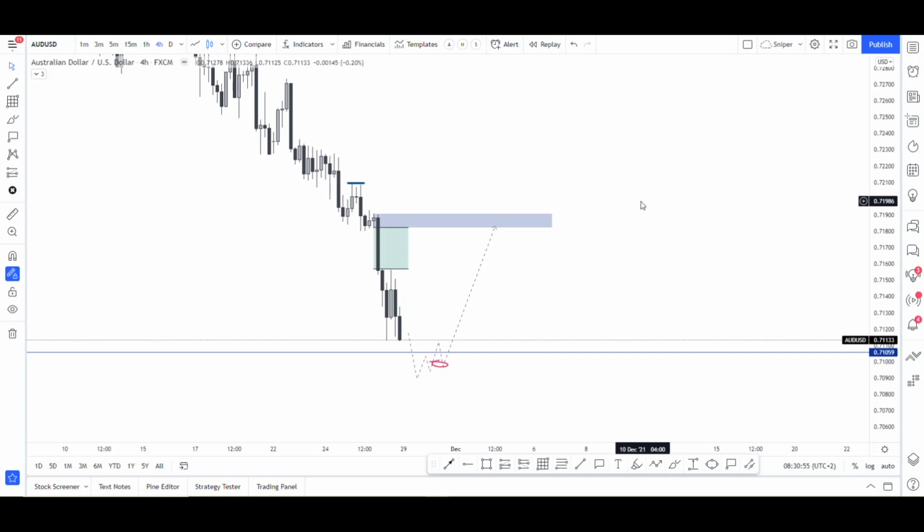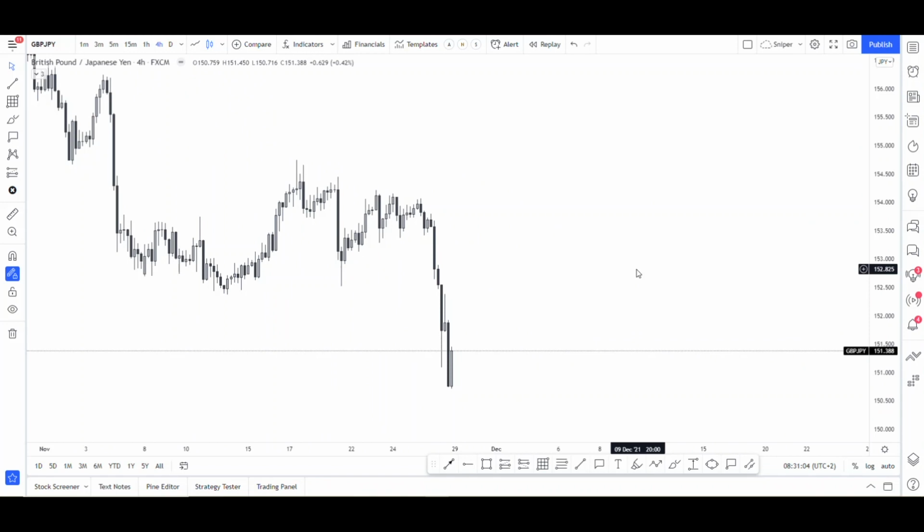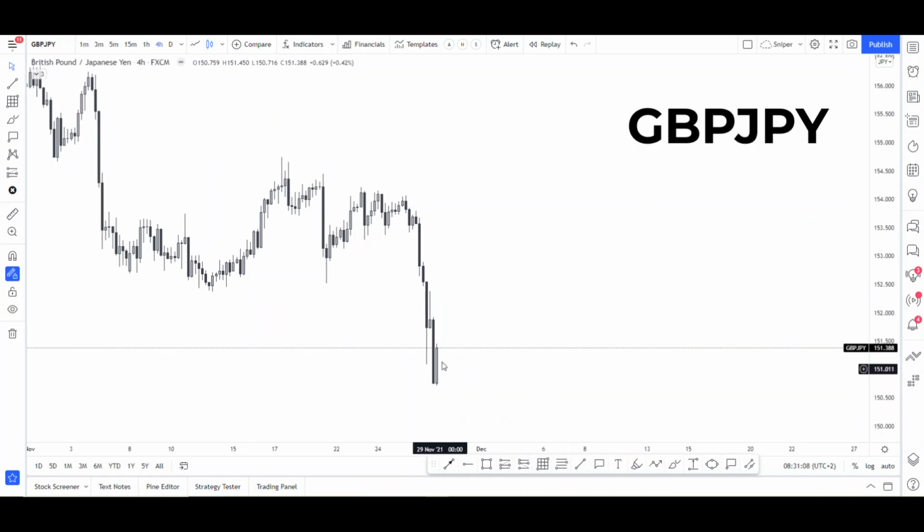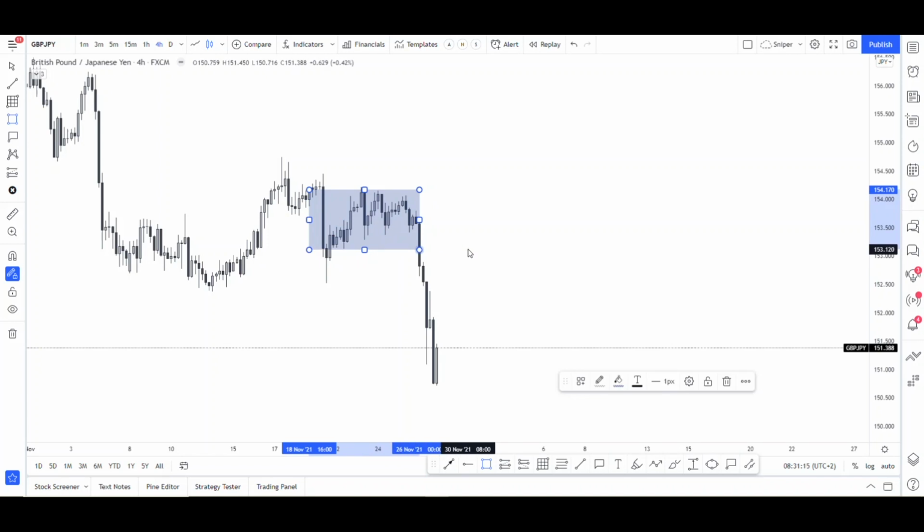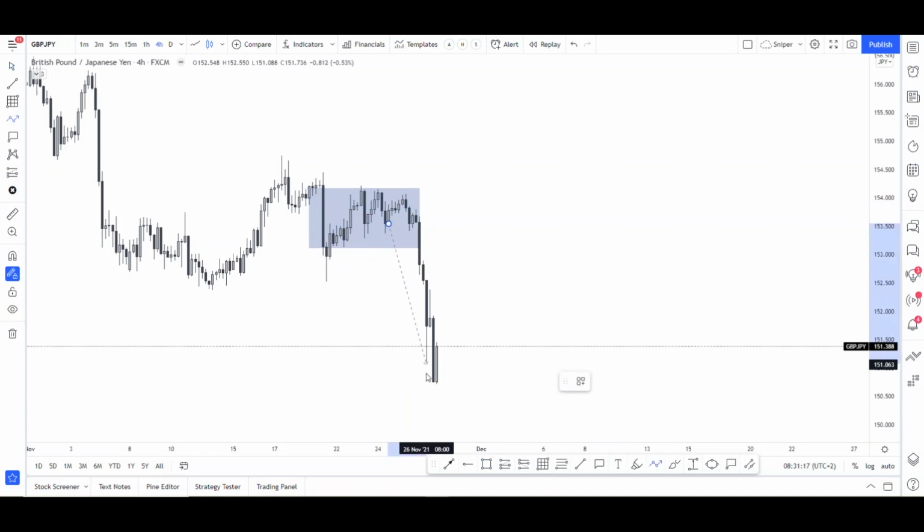So let's have a quick look at pound yen. This is pound yen on the 4H. A few things to note. We're rather bearish, down in the dumps. This is an area of accumulation, and then price started pushing down. So I would like to see price coming back up to see that V formation created.